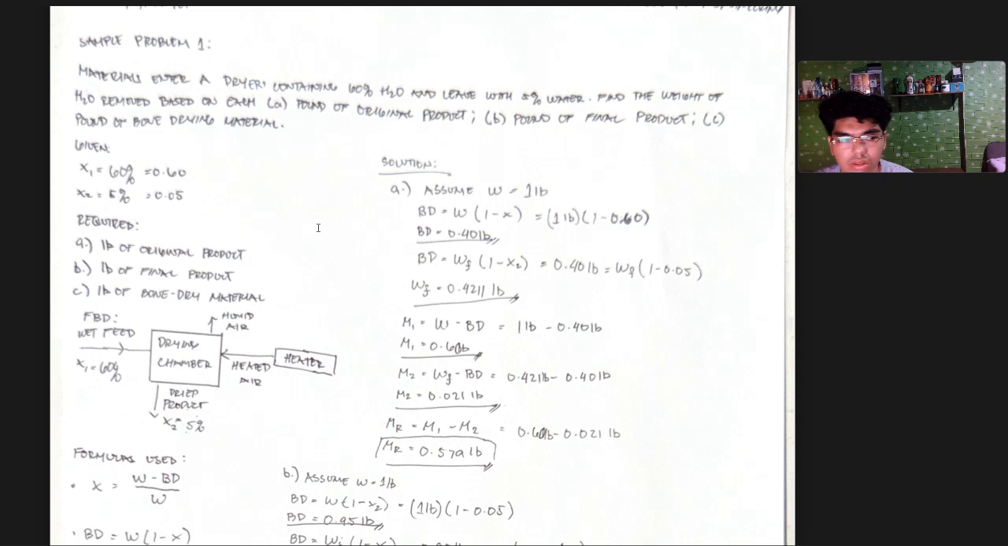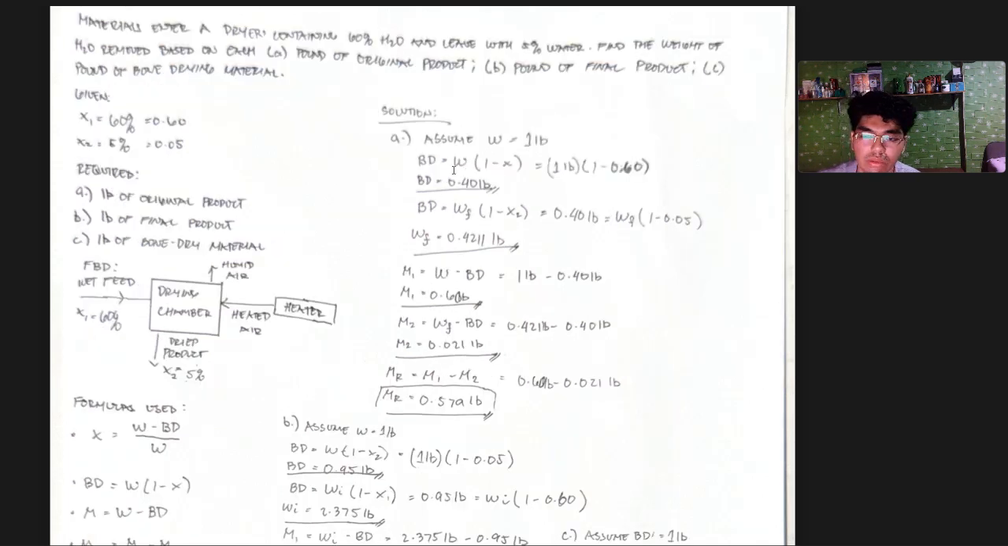For letter A, we will assume that W, or weight, is equal to 1 pound. We will use the formula bone drying is equal to weight times 1 minus X. Substituting, it will be 1 times 1 minus 0.60. So the answer for the bone drying will be 0.40 pounds.